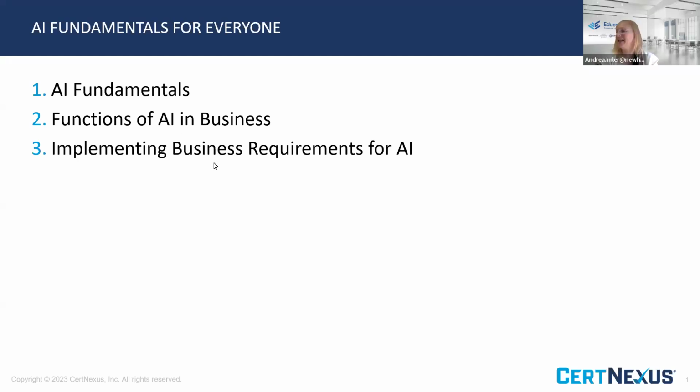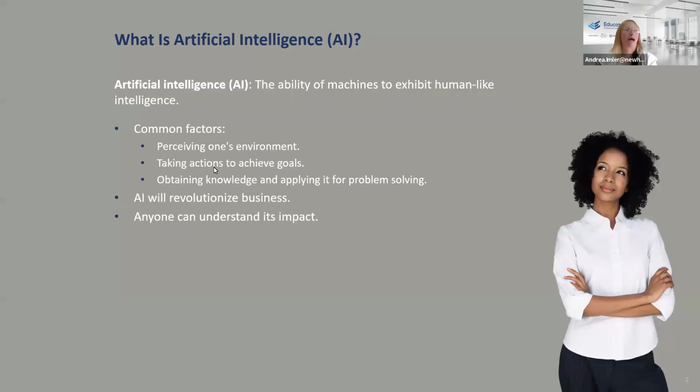So to start with some of the AI fundamentals, to start with the definition of AI, artificial intelligence. The definition is that it's the ability of a machine to exhibit human-like intelligence. Well, that's open to a lot of interpretation. So we do need to interpret what is human-like intelligence. And there's three factors that determine human-like intelligence.